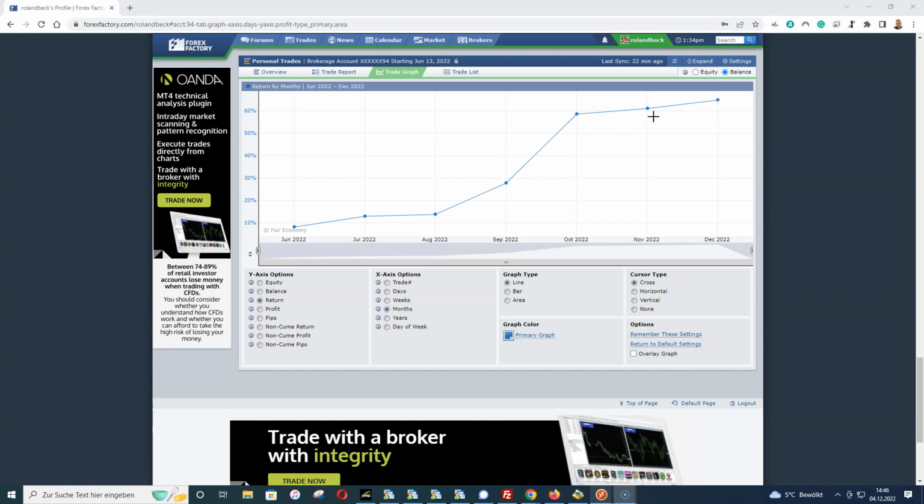You can see the last 2 months the curve is a little bit more flat, because, as I will show you in a second, I had a week where I had to draw down a little bit, which is very normal.